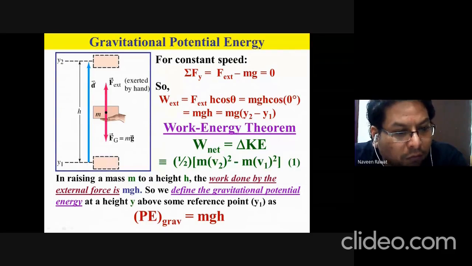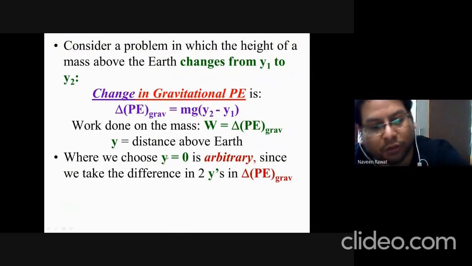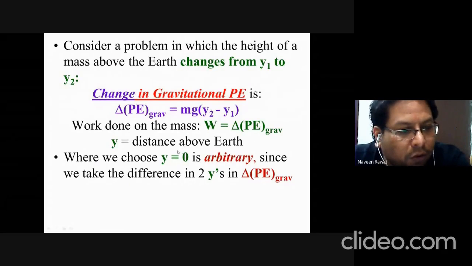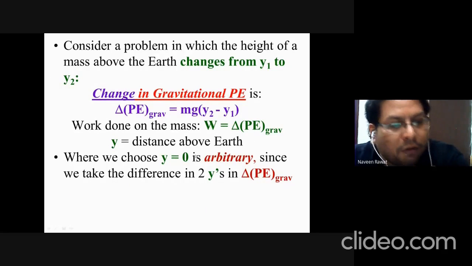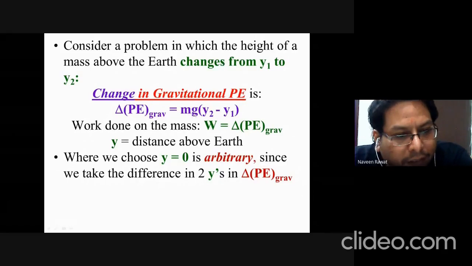Okay. Now what is important to understand is where is this y1 and where is this y2. So these reference points that we are choosing, sometimes we choose the surface of the earth as the reference point, sometimes we might choose the table to be the reference point. So this is all arbitrary, since every time we are looking at the change in the potential energy, and that is just mg, which is constant in our case, times the difference between those two values of y. So you always get the difference between the two values.